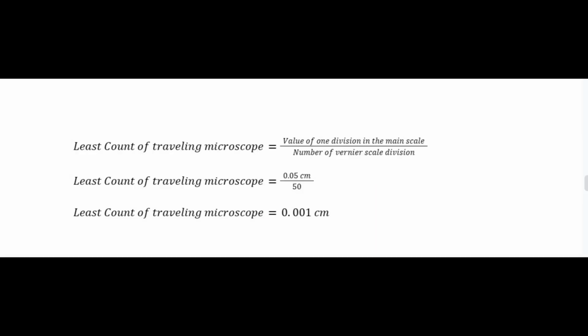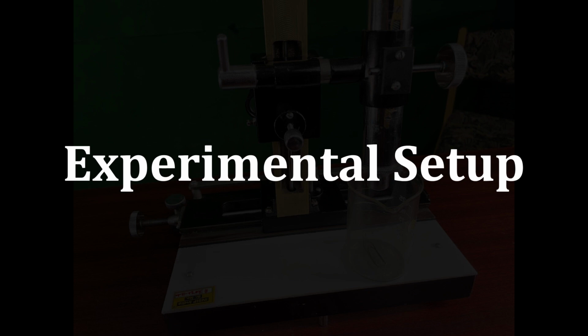Before starting the experiment, we have to look at how to find the least count of the traveling microscope. We divide the value of one division on the main scale by the number of vernier scale divisions. And then finally we get the value 0.001 centimeter. That is the least count.